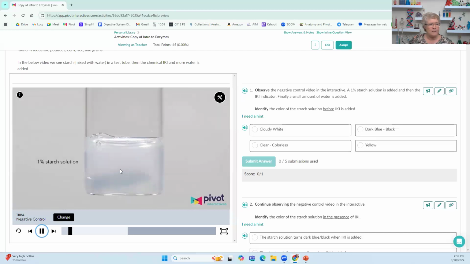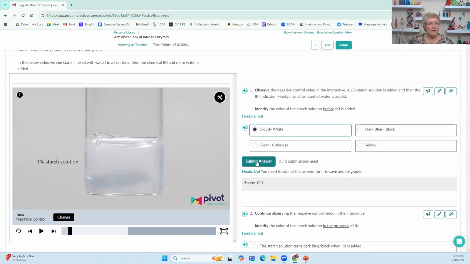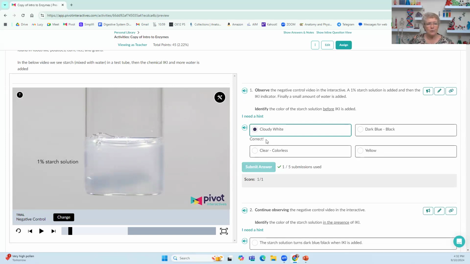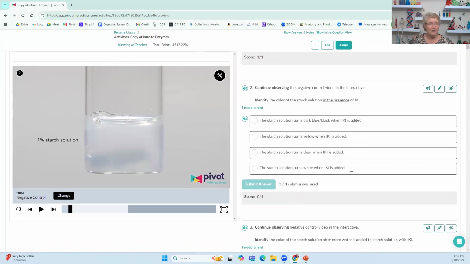This is now, water was added. Now, what color is that? So we can hit the pause button. What color is the starch solution before the IKI was added? Cloudy white, dark blue black, clear colorless, or yellow. You would click the correct answer, which is cloudy white, and then you would submit your answer, and it tells you correct. You got it right. If you clicked yellow or dark blue, it would say try again. You get a couple of options. In this one, it gives you 5 possible answers. I don't know why you need 5 because there's only 4 choices, but they give you 5.